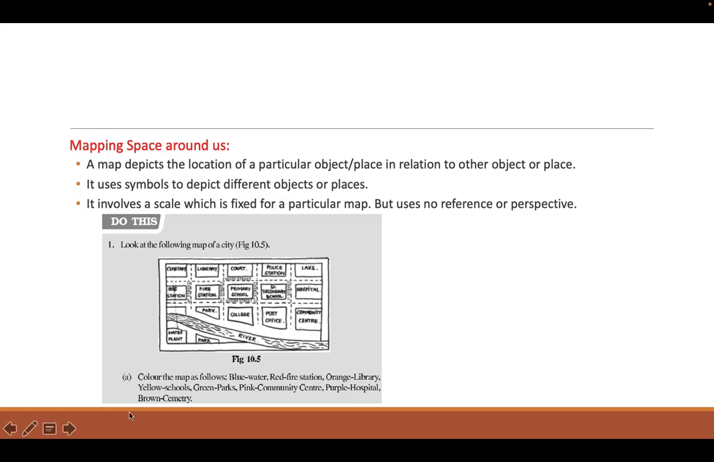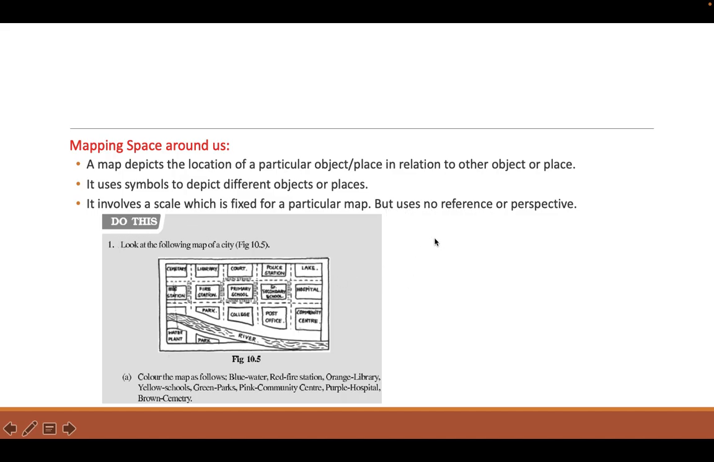So similarly the area, 1 kilometer square equal to 1 centimeter square, it could be used like that. It can be anything, 1 kilometer equal to 1 millimeter also. So a particular scale is used to depict it, and that has to be fixed throughout the map.